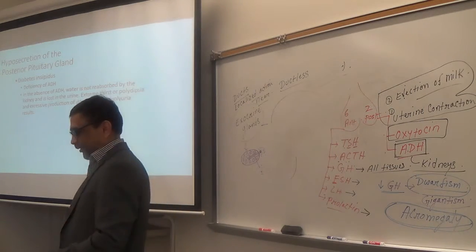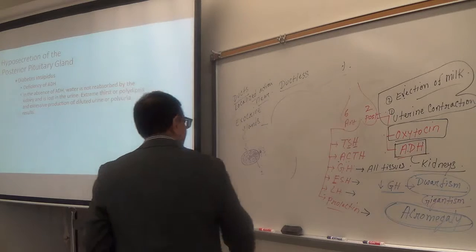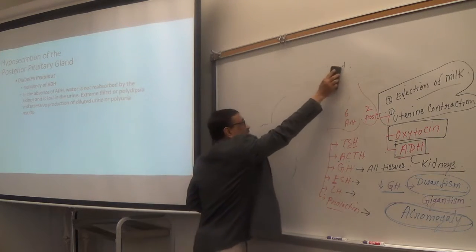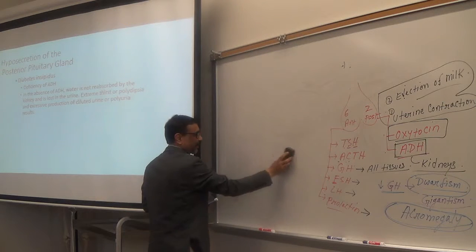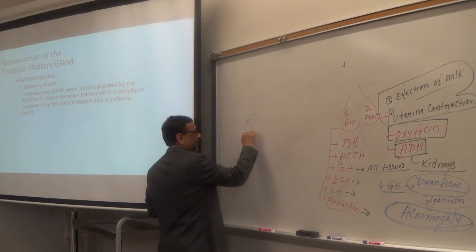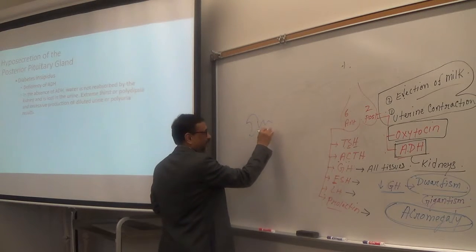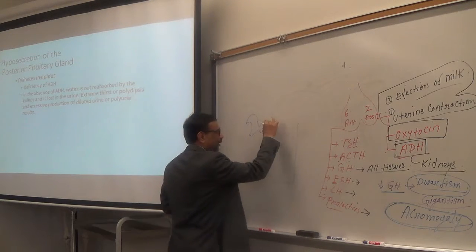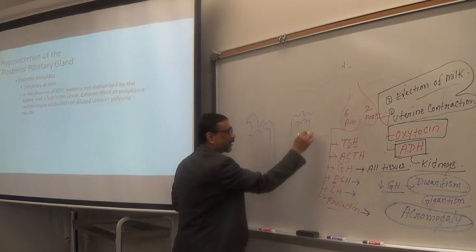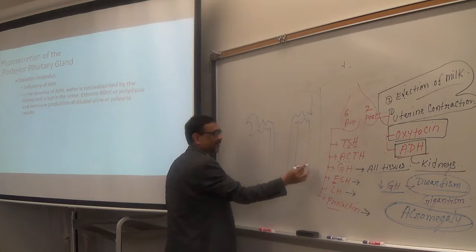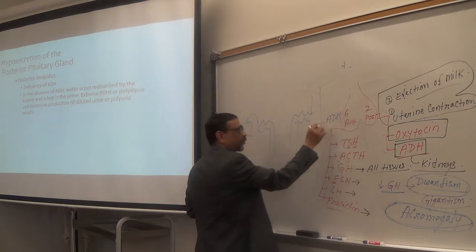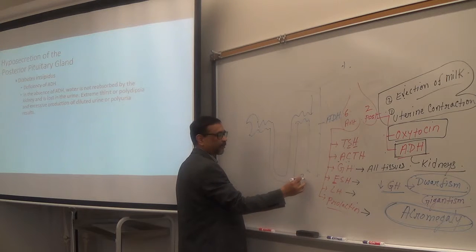Now, there is a clinical condition that is called diabetes insipidus. I talked about that in the last class when I talked about the urinary system. This is the nephron. You remember the loop of Henle, distal convoluted tubule and collecting duct. And I said ADH works here. Antidiuretic hormone works on the collecting tubule.